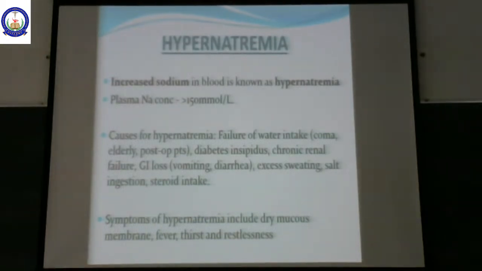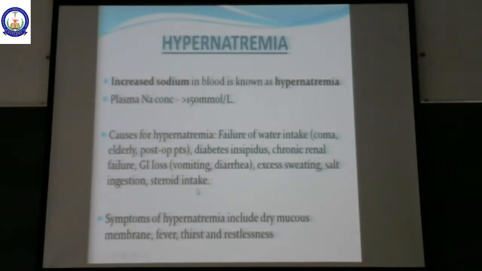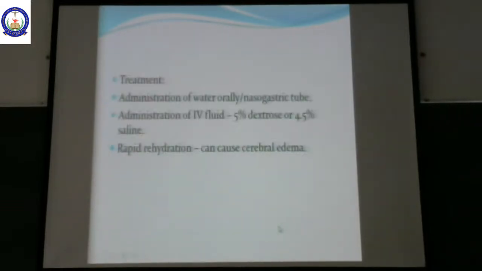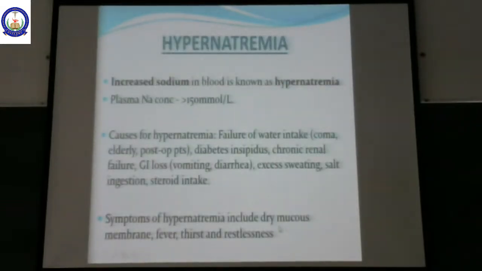When do you call it hypernatremia? An increase in sodium. How much? More than 150 millimoles per liter. It is hypernatremia, and it is critical. You should inform the doctor immediately. Causes of hypernatremia include failure of water intake. When you fail to take water, sodium increases. How do you identify increased sodium? They will have dry mucous membranes, fever, thirst, and restlessness.